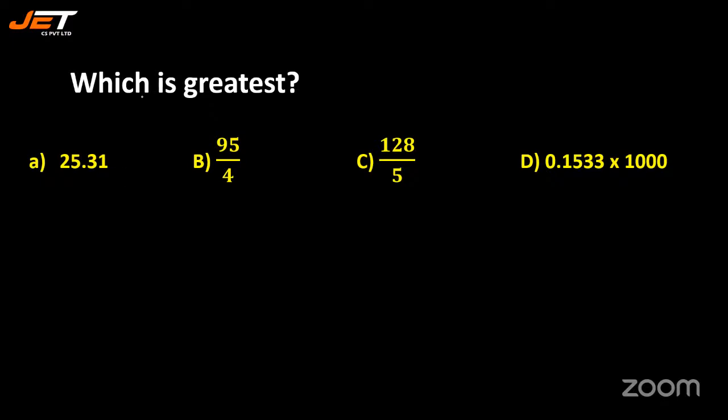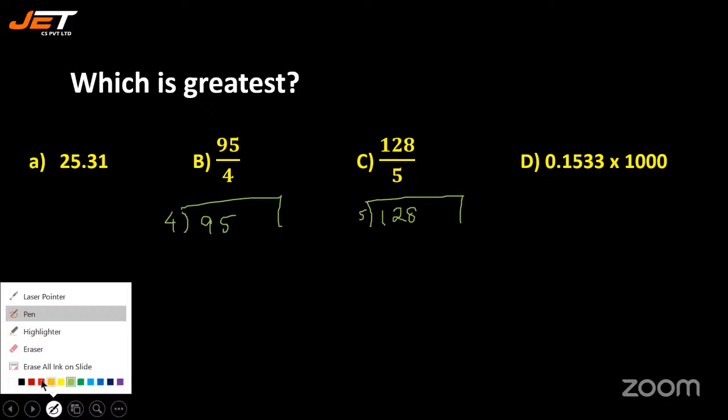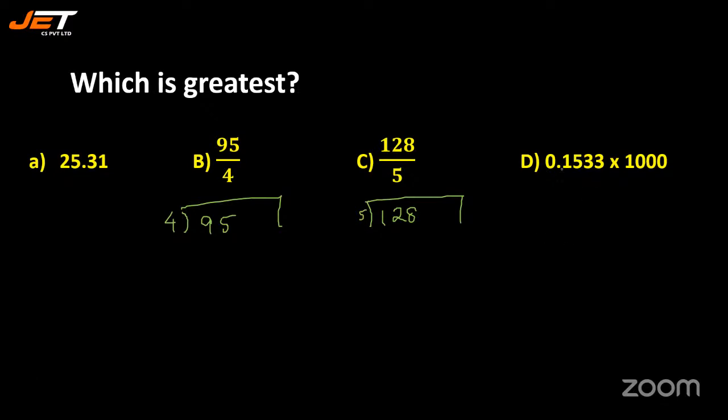I hope it's done. So 95 by 4, 128 by 5. If I talk about this one, you have to shift it 3 times to the right. That will be 153.3, 153.3. Okay, because you are shifting 3 times to the right.